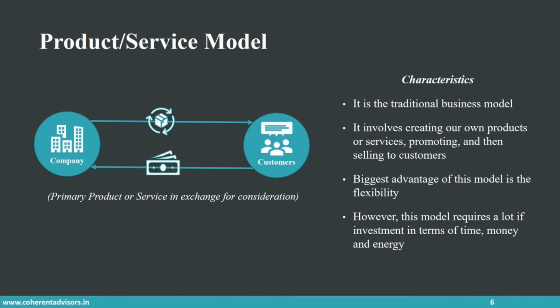But this model definitely requires a lot of time and money as well as energy, because the company has to create a product, conceptualize, and then also find customers to sell their product. So what can be the examples of this? Well, we can say that any manufacturer of goods or any provider of service, since they have to create a product or create a service, find the customers and market them.